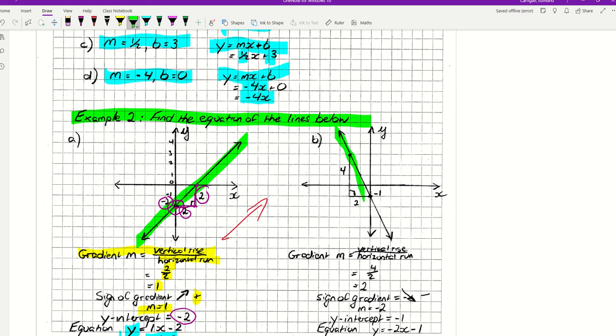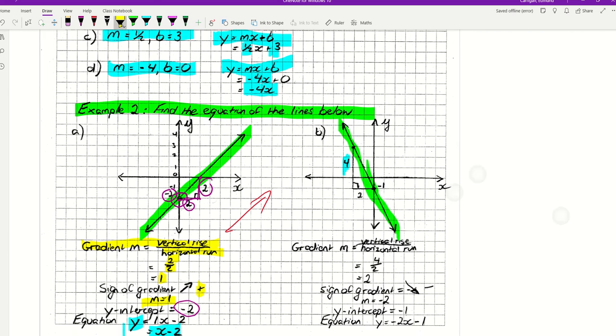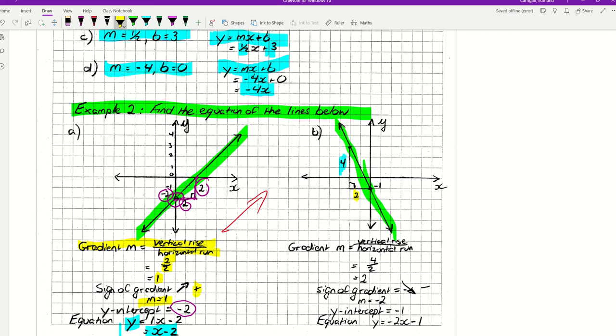Here is my straight line coming down here. I notice straight away it's a negative gradient. I want to find 2 points that are on intersections. I've got those. My rise is the change in y value. My run is the change in x value. Gradient is vertical rise on horizontal run, 4 on 2. Put that in my calculator if I like, it simplifies to 2.